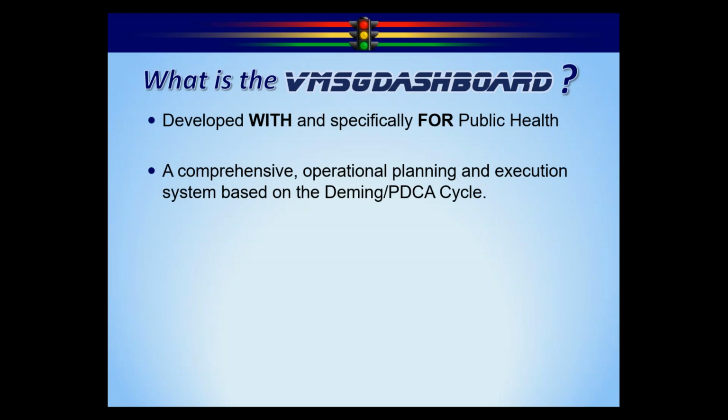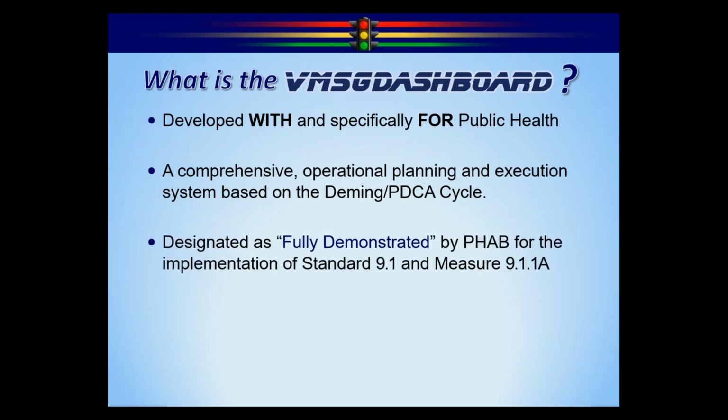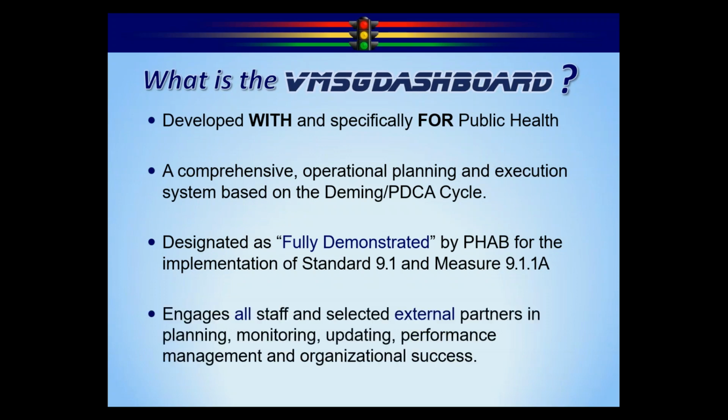In 2011, when PHAB came along, they had a fully demonstrated performance management system. And of course, the most important thing was to be able to fulfill that standard 9.1, measure 9.1.1a. That is being able to implement a performance management or some kind of system that will involve everyone, including your external partners.